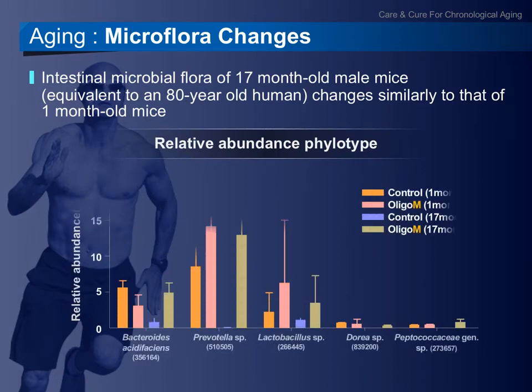As for the relative abundance of microbial phylotypes, there were 3 microbes of particular interest that are related to osteoporosis: Bacteroides acidifaciens, Prevotella species, and Lactobacillus species. In the old mouse control group, there was low abundance of these 3 microflora, but treatment with OligoM allowed for higher relative abundance.